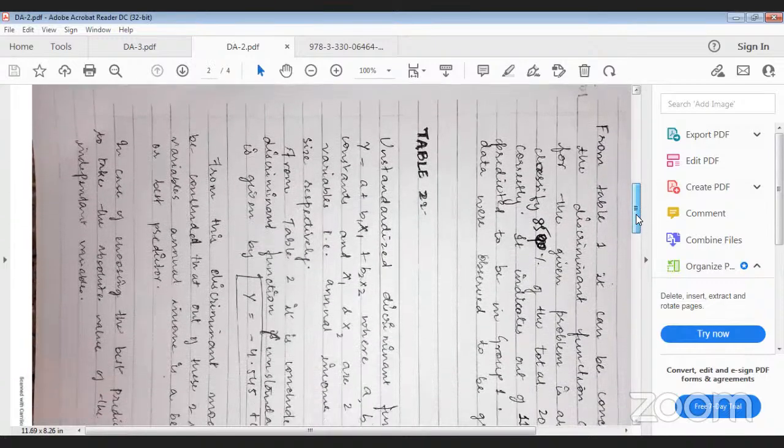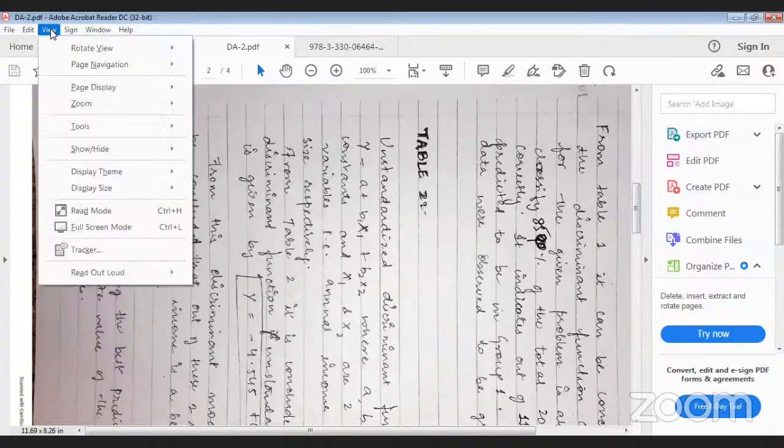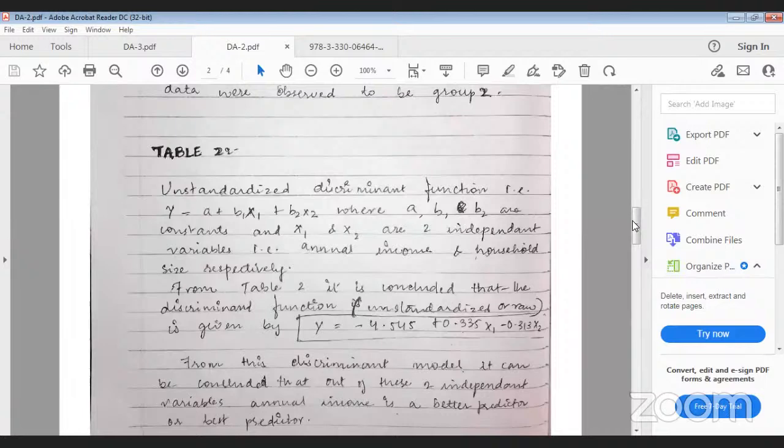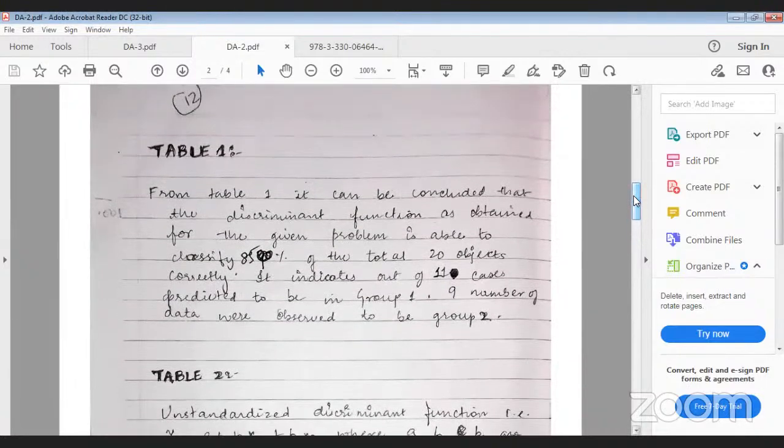So next, okay, next, what to do? From table 1, table 1 means I have already shown you the table. So I have to minimize this and then show this table. Table 1 already has the SPSS results. It can be concluded that the discriminant function is obtained for the... first I'll read this particular interpretation, then we'll go to the table again.